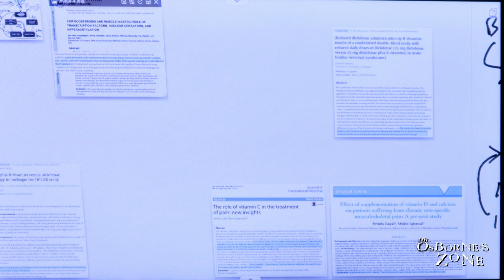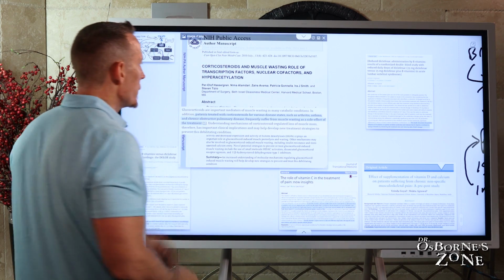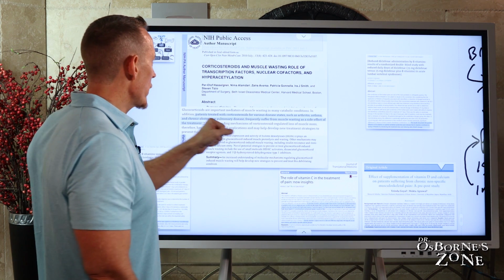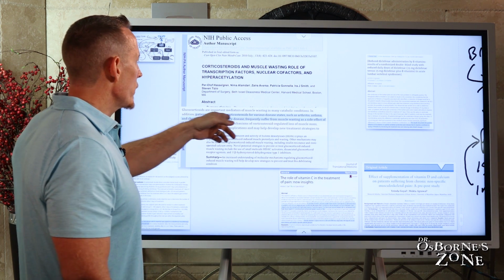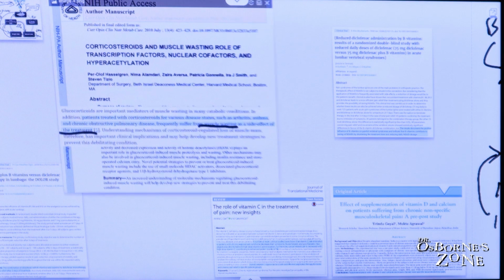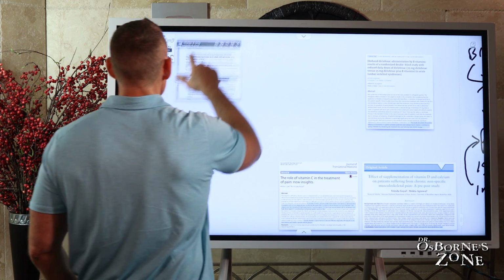Now, let's talk about some additional things here I want to point out. So I mentioned earlier that corticosteroids cause muscle wasting. And so a lot of people challenge that, but I want to show you this research study published a few years ago. Patients treated with corticosteroids for various disease states such as arthritis, asthma, and chronic obstructive pulmonary disease. So remember, steroids also include your steroid inhalers, not just steroids for pain. Frequently suffer from muscle wasting as a side effect of the treatment.